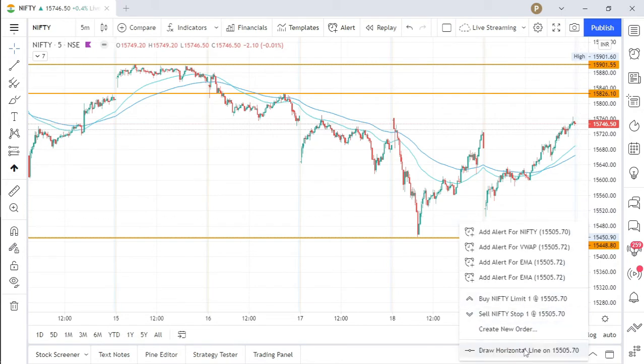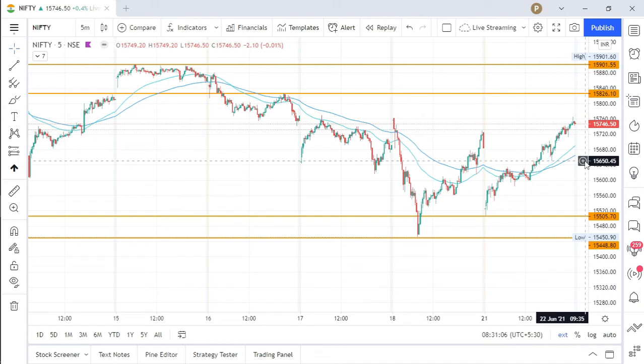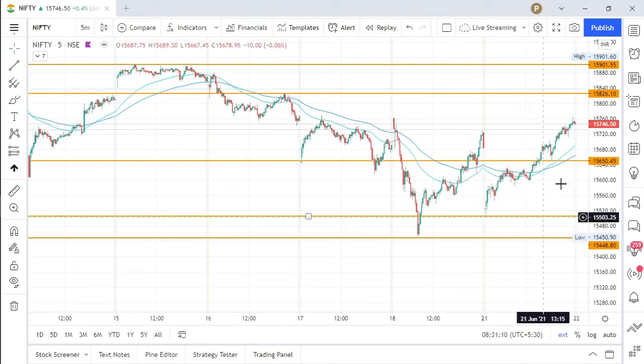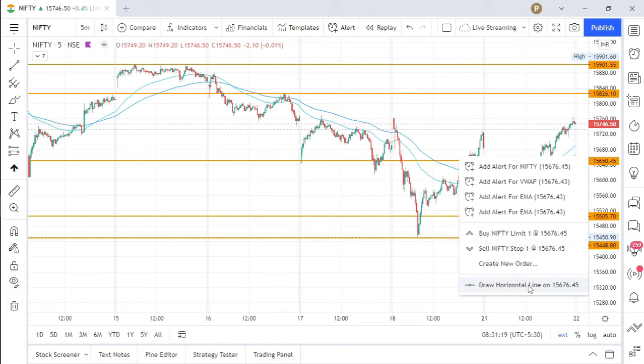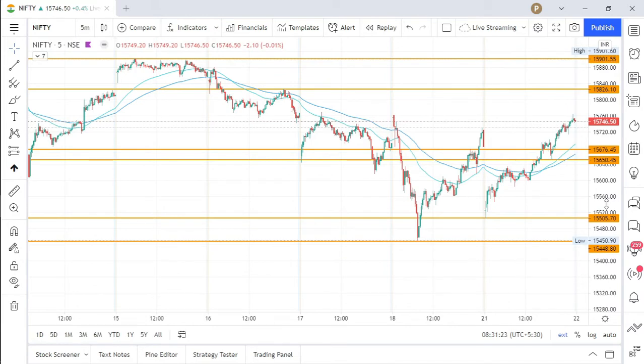So we have two supports and two resistances immediately from the levels that we are hovering around right now, and the intermediate support that could also lie is around 15,650 to 15,680 level. So that's another support level that we need to look out for. That's 15,675 area, one more intermediate support level.